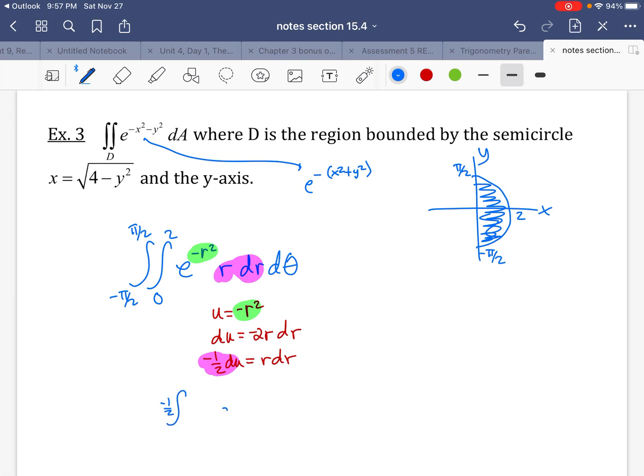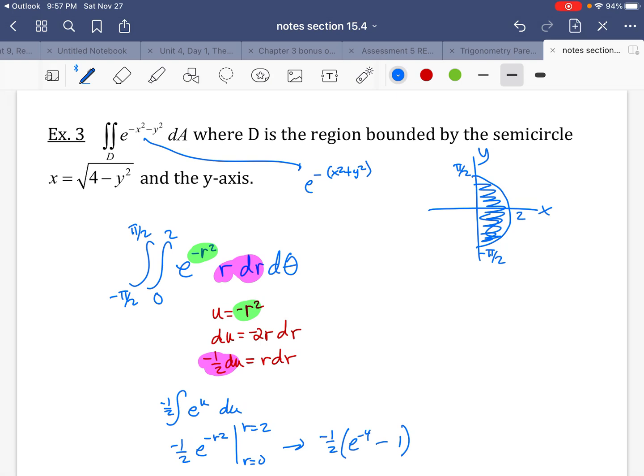All right, so I'm doing my integral. I'm going to put negative 1/2 du for my r and my dr, and then I have e to the u. Well, the integral of e to the u is e to the u, so I have negative 1/2 e to the u, which is negative r squared. I have to evaluate this from r equals 0 to r equals 2. So negative 1/2, r equals 2, so that'd be e to the negative 4 minus e to the 0. Well, e to the 0 is 1.